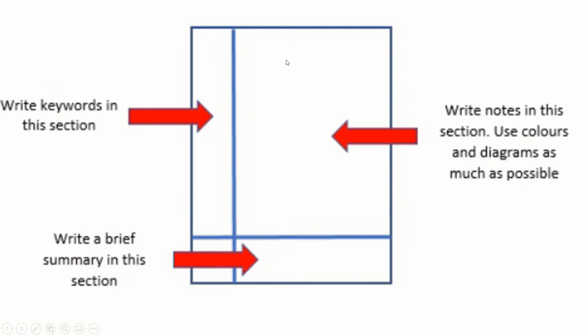You put all your notes in this larger section, so you may take a particular topic or particular text that you're studying and put all the notes in that larger section. You then jot the key words or some key phrases down in this left-hand margin, and in the bottom you write a brief one or two sentence summary of the topic that you've made notes on.